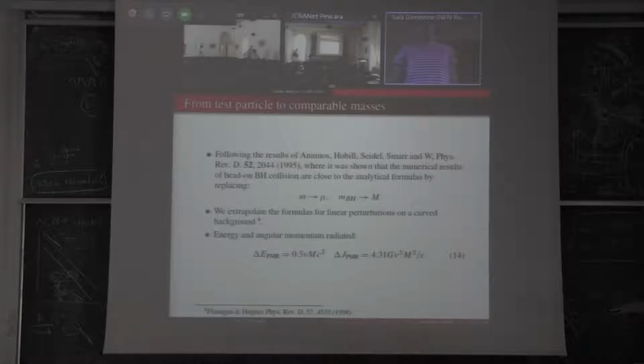Now, all the discussion was done for a test particle, but in the merger of neutron stars or two black holes we have comparable masses. So we are inspired by the work of Anninos, Hobill, and Seidel, where they have shown that the numerical results of black hole collisions are really close to an analytical formula. So we make the statement that the mass of the particle is substituted by the reduced mass and the mass of the black hole by the total mass. So we extrapolate the formulas from the linear regime for the particle to the regime of comparable masses.